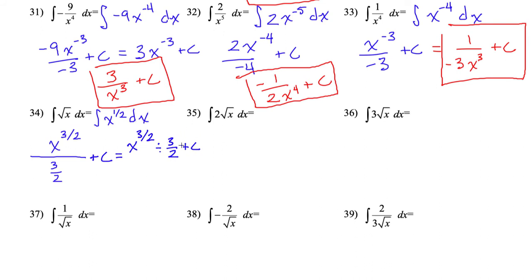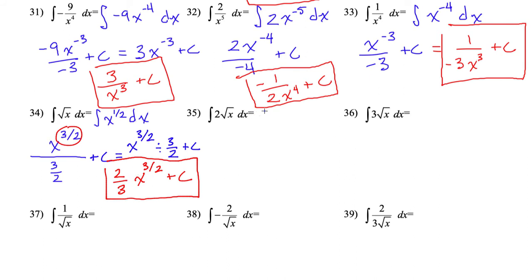So I'm going to keep, change, flip it, and I'm going to not show this step anymore. I'm going to condense it. So I really have, and I'll do this in red, 2/3 x to the 3/2 plus c. So I'm going to be flipping whatever this power is from here on out and multiplying that. So I could have skipped it, flipped it, 2/3, and put the 2/3 out front.